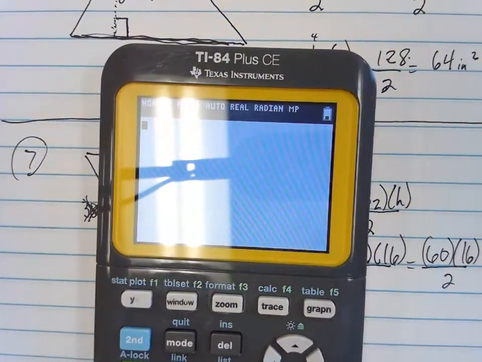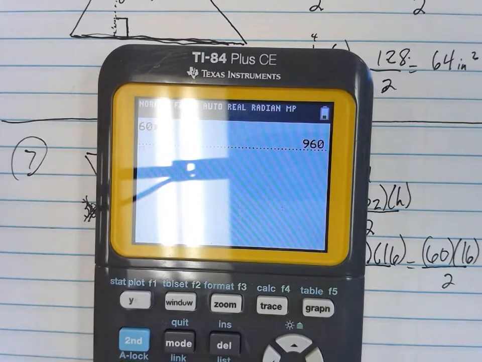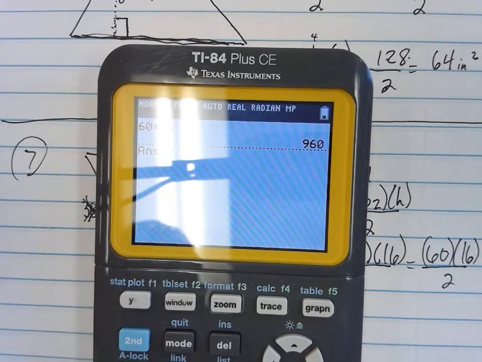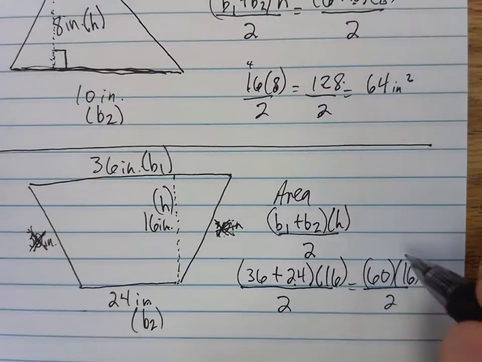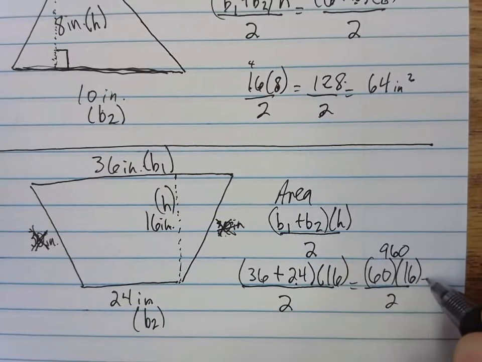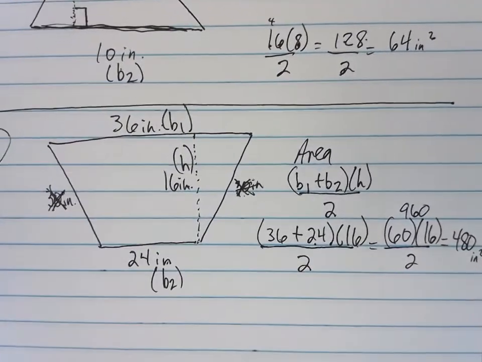So 60 times 16. Hey, that is 960. Hey, that's pretty good, right? 960 divided by 2 is 480. That would be inches squared if you had to put the inches squared part on the end of it.